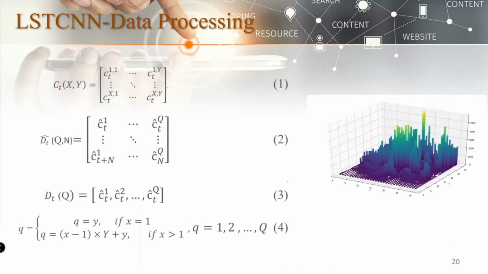On the right figure is a schematic diagram of network traffic. Each grid represents a base station, and the value of the z-axis represents the network traffic at the time interval t. We convert the original two-dimension array into a one-dimension array by equation 4. Next, we merge the converted one-dimension arrays.